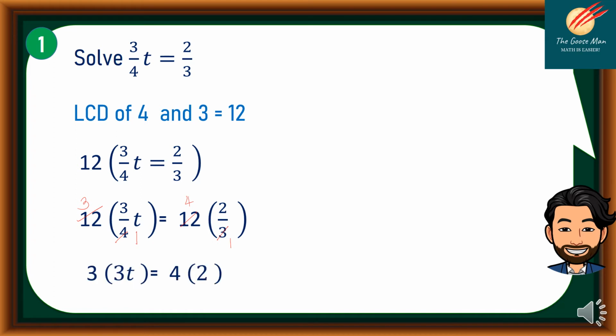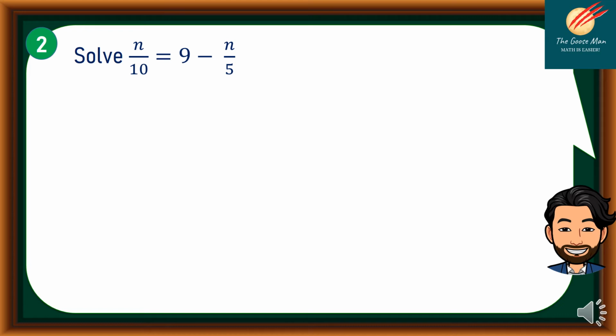So what we have now is 3 times 3t is equal to 4 times 2. Solving it further, we have 9t is equal to 8 and divide both sides of the equation by 9. So the value of t is equal to 8/9. So let's consider our problem number 2.